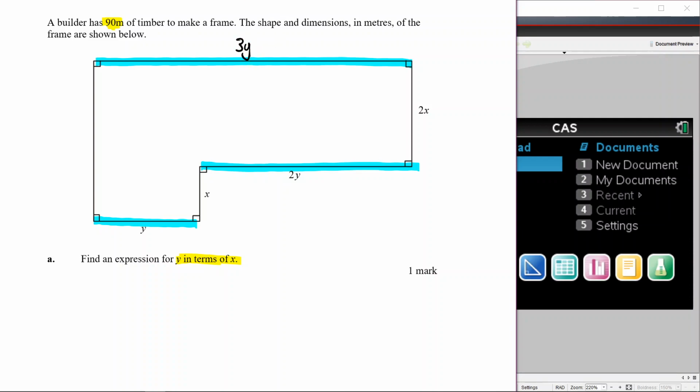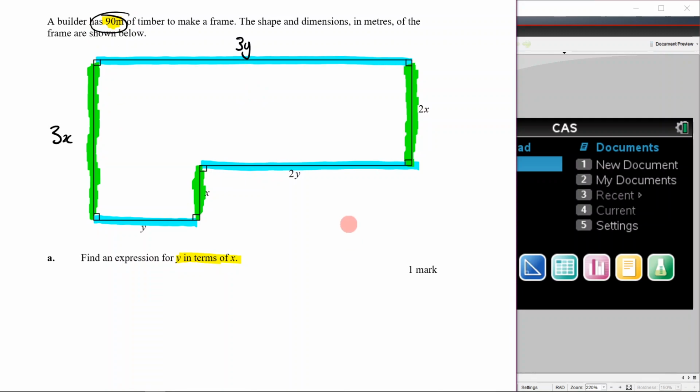And we can do a similar thing for our x. Here, this length is 2x. This length is x. x plus 2x is 3x. So this side right here is going to be 3x. Let's write that in as well. Perfect. Having done that, we know that if we add up all these sides, it's going to be 90 meters. So let's write that down.